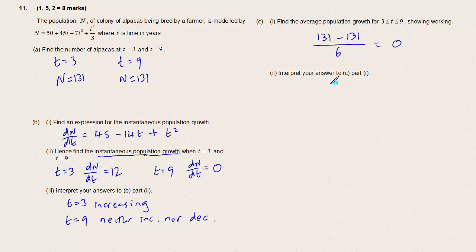Interpret your answer to this part. So interpret the answer to C part 2. So that's this being 0. So we can say that over the entire period, the population has neither increased nor decreased. However, we know from here that it has had periods of increase and decrease over the time. So you should mention that as well.